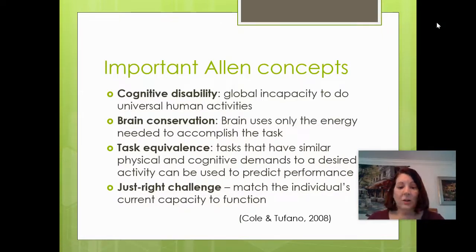So that's another very important principle. The final one that we're going to cover is the just right challenge. And this means, as you've heard before, the term just right challenge, that we're matching the individual's current capacity to their ability to function. So we're trying to provide the activity and the environment at the level that's going to help the person to be able to meet that and perform.